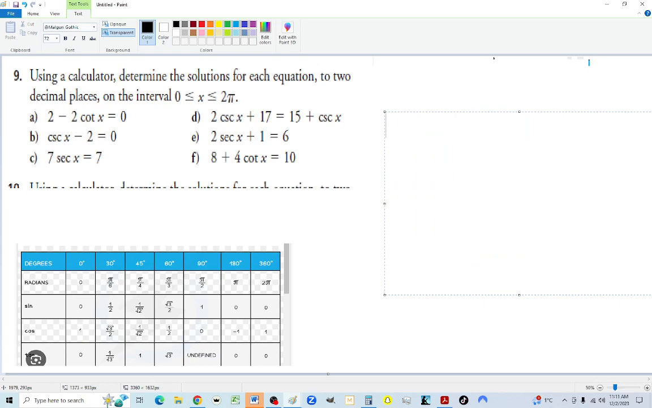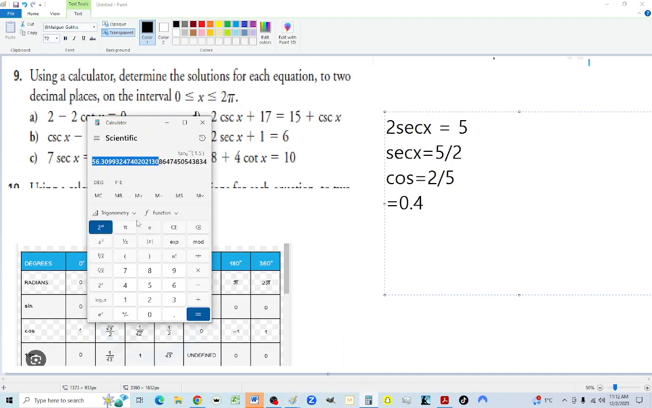When is 2 secant x equal to 6 minus 1? When it's 5. And when is secant x equal to 5 over 2? That's an interesting one. To 2 decimal places, so this one won't work out. When cosine is equal to 2 over 5, which is equal to 0.4. Notice that it's positive, but we want it in radians. Let's try degrees to see if it's a nice even degree first.